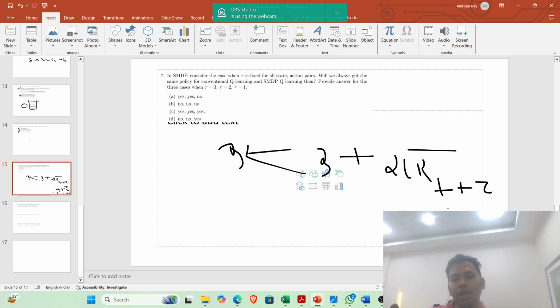For conventional Q learning, this is not the average return, it is the discounted return, and this tau is not there in case of conventional Q learning. Okay, so you can understand if tau is 1, these two become the same. So if this tau is 1, then these two become same. For tau 3 and 2, these are not same, so no, and then yes. Okay, that's the correct one.